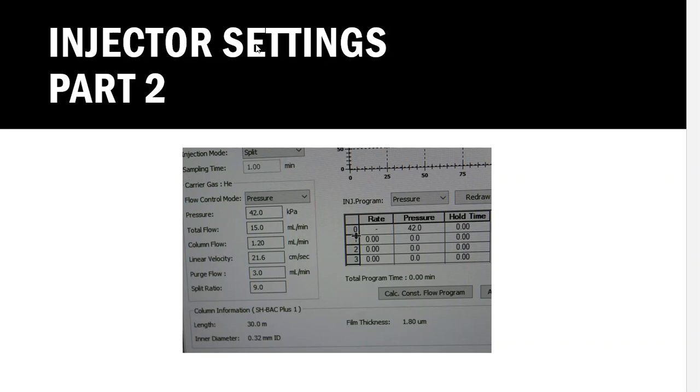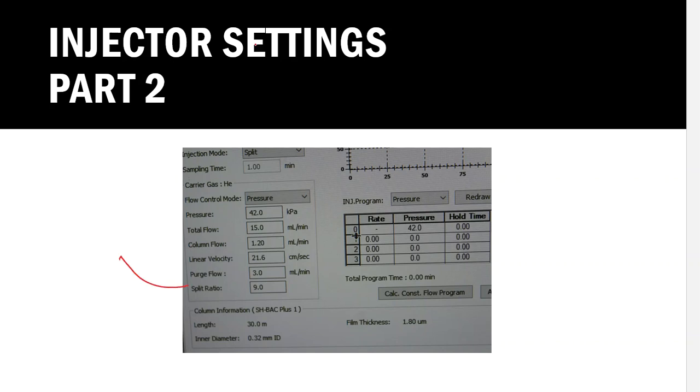We have total flow, which is the amount of gas that the machine's using at 15 milliliters for every minute that the machine is operational. We have a column flow of 1.2 mL per minute, which means inside of the tunnel, 1.2 mL of gas will go in for every single minute the machine is operational. We have a purge flow. Purge just basically means get rid of.